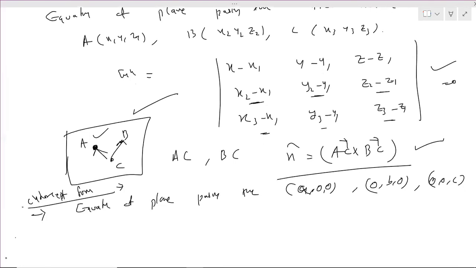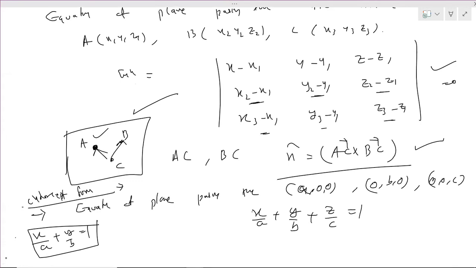Straight lines, intercept form. In straight line, the intercept form is x by a plus y by b equals to 1, where a and b are intercepts. Same way here, equation of plane is x by a plus y by b plus z by c equals to 1. If you have done straight lines very thoroughly, then planes you can relate very easily. The equations are very similar because line becomes a plane in 3D.